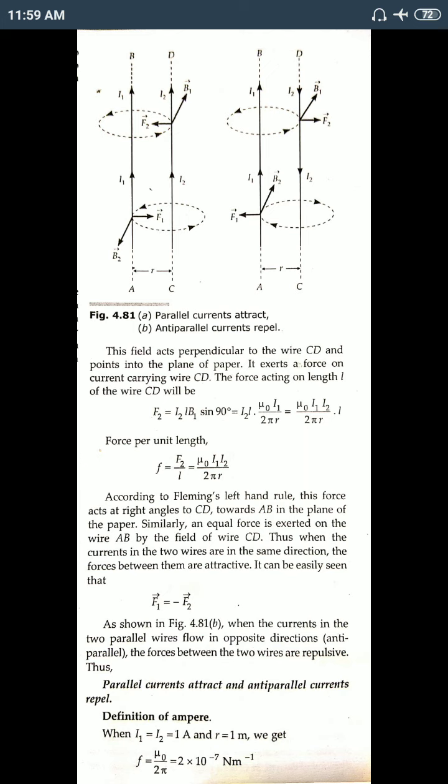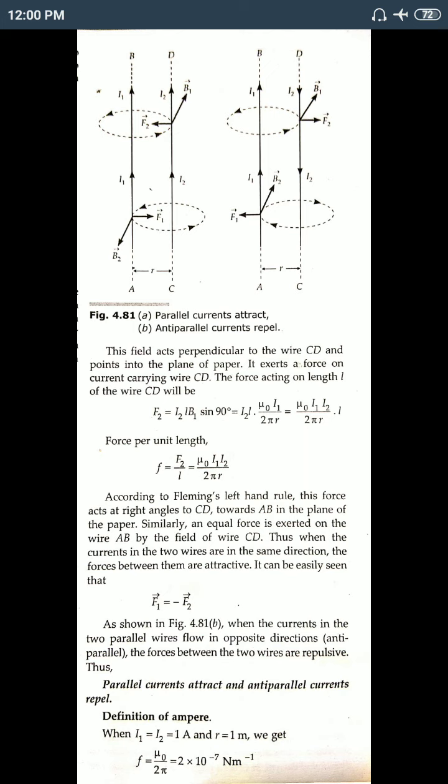Now if we talk about the second figure, where the currents in AB and CD are in opposite directions, what happened? We see that the directions of forces are opposite, that means far away from each other, not towards the wire. In this figure you see that for CD the F2 force is in the outward direction, and the F1 force is also in the outward direction, not towards the wire. That means they repel each other.